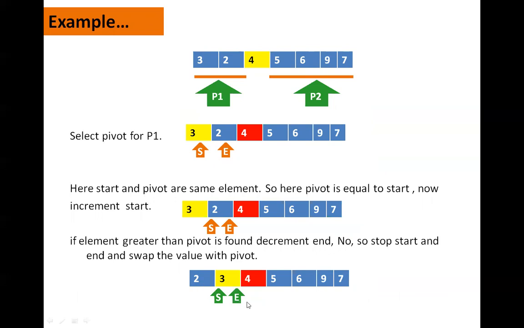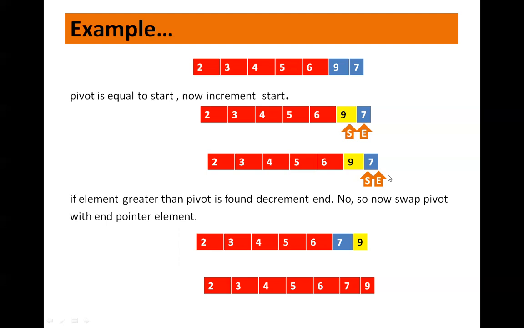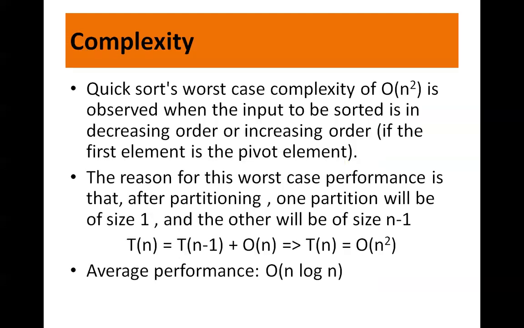Again, the partition is 2 and this side. But 2 is a single item, so there's no more partition. Then we selected 5, and 5 is one item and this whole part is one. Again, 6 and the whole part is one. So we kept on partitioning the array till we got the solution. This is nothing but the divide and conquer approach to sort the items using the quicksort algorithm.